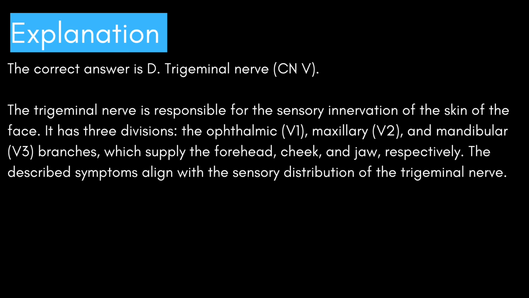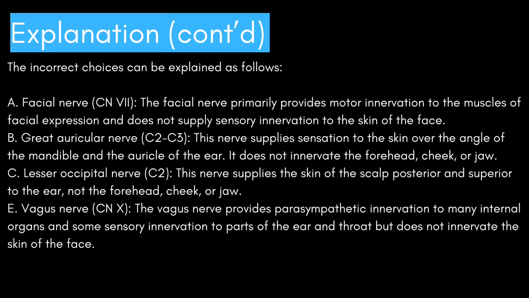The trigeminal nerve is responsible for the sensory innervation of the skin of the face. It has three divisions, the ophthalmic, V1, maxillary, V2, and mandibular, V3 branches, which supply the forehead, cheek, and jaw, respectively. The described symptoms align with the sensory distribution of the trigeminal nerve. All right, let's go ahead and see why the other answer choices are incorrect. The incorrect choices can be explained as follows.